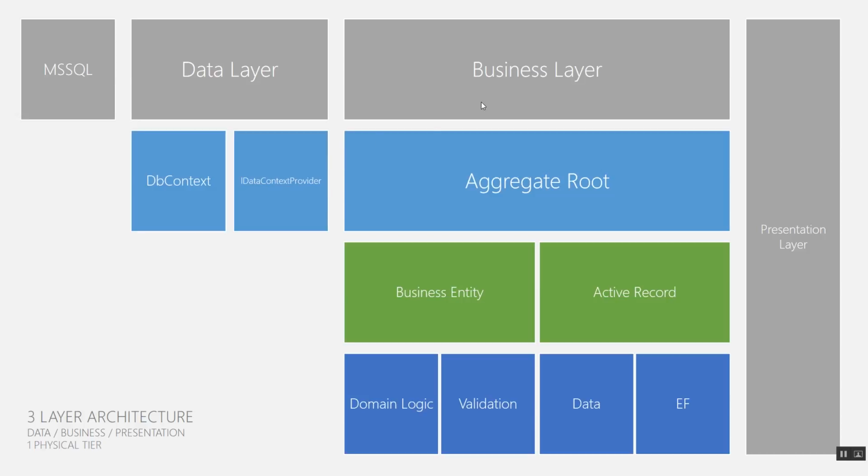We're going to throw a business layer on top of that data layer with some kind of aggregate root. We'll explain what that is in a minute. Business entity and active record will be the three key players in the business layer. Ultimately we'll tie all that together in the console app, which will serve as our presentation layer. So this is a three-layer architecture, data, business, presentation, on one physical tier.